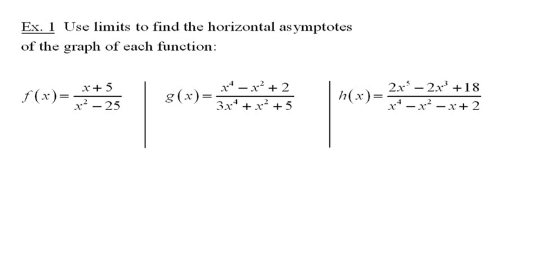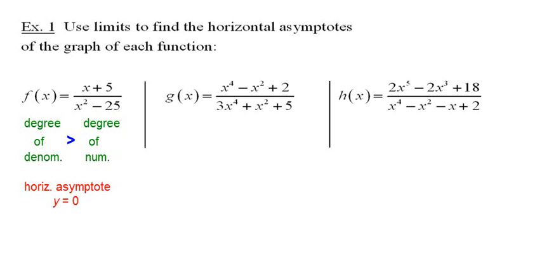In this example, we're asked to use limits to find the horizontal asymptotes of the graph of each function. Let's start by applying the rules for horizontal asymptotes that you learned in pre-calc. We'd start by comparing the degree of the numerator to the degree of the denominator. For function f, the degree of the denominator is greater. So imagine substituting extremely large values in place of x. The denominator will grow much faster, causing the value of the fraction to draw closer and closer to 0. That makes the horizontal asymptote y equals 0.